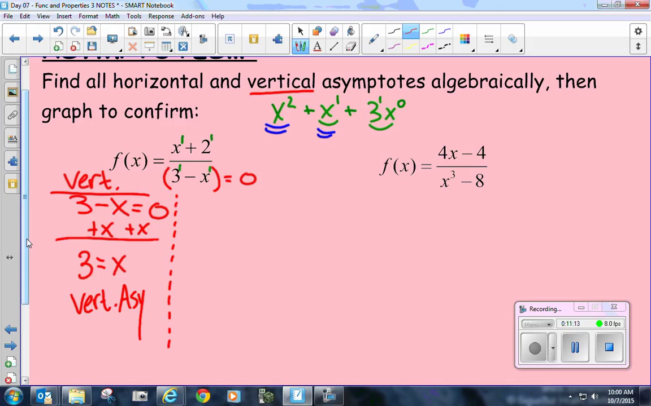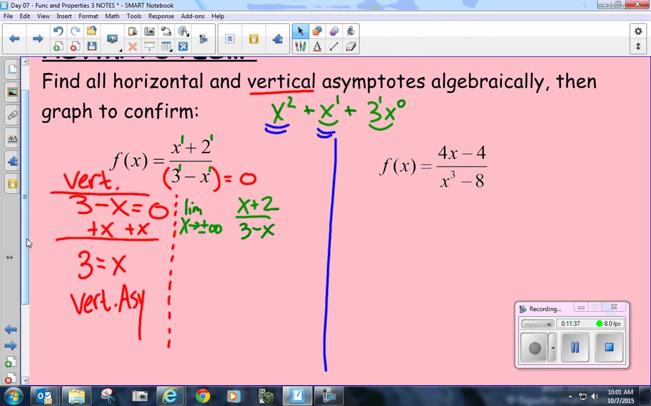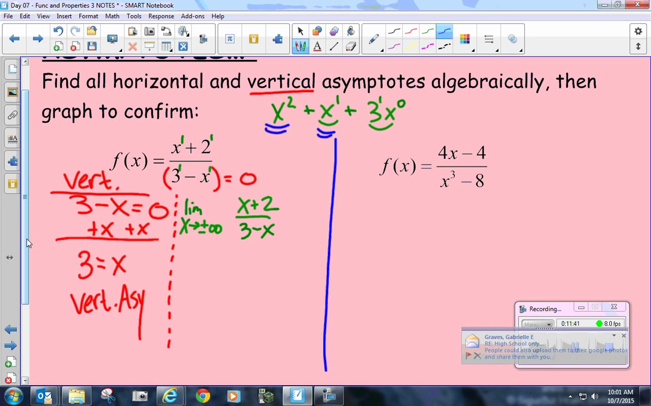Now we need to find the horizontal asymptote. The horizontal asymptote is what? I take the limit as x approaches positive or negative infinity of the function x plus 2 over 3 minus x. But what do I do? Anybody? Yes, yes, and yes. I keep the biggest term on the top, which is this, and the biggest term on the bottom. Don't forget the sign. And you get x over negative x.